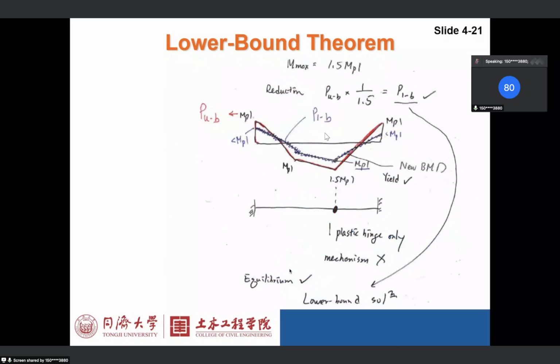Let's still use this example. It's very easy. The lower bound is very easy. Lower bound is much easier than upper bound. The red line, do you see the red line? The red line is the upper bound solution and the resulting bending moment diagram, right?